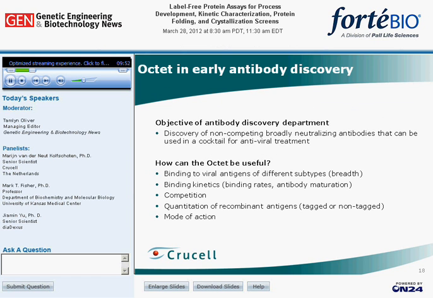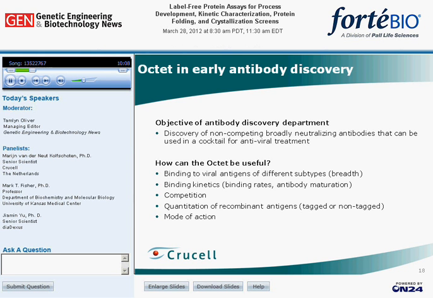Next, I would like to show some examples of how the Octet can be used in the early research phase in which the objective is to discover broadly neutralizing antibodies that can be used in a cocktail for antiviral treatment. So how can the Octet be useful?